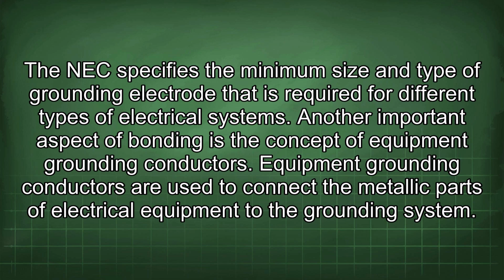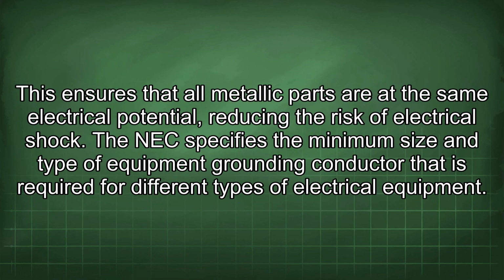Another important aspect of bonding is the concept of equipment grounding conductors. Equipment grounding conductors are used to connect the metallic parts of electrical equipment to the grounding system. This ensures that all metallic parts are at the same electrical potential, reducing the risk of electrical shock. The NEC specifies the minimum size and type of equipment grounding conductor that is required for different types of electrical equipment.